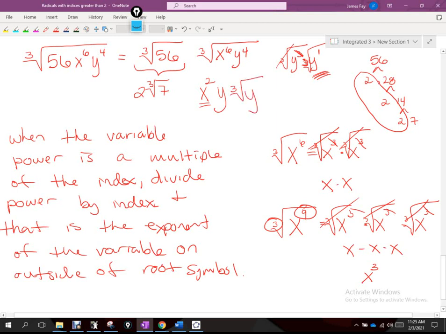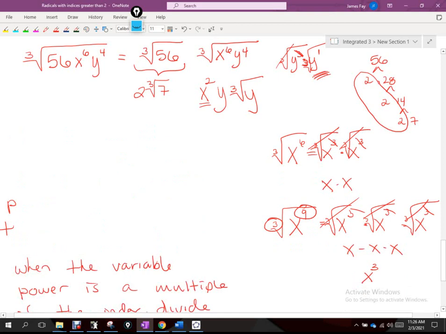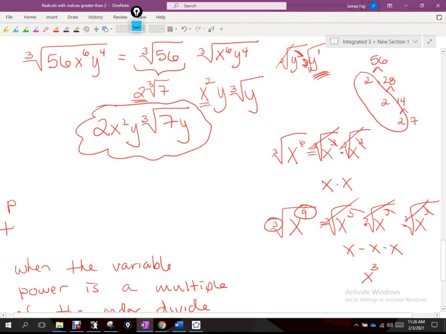So that's how these two, the numerical portion and the algebraic portion, simplify. So now we put them together. The 2 is on the outside. X squared y is on the outside. Cube root of 7 is on the inside. Y to the first is on the inside. And that's our final result. It's a simplified version of that.